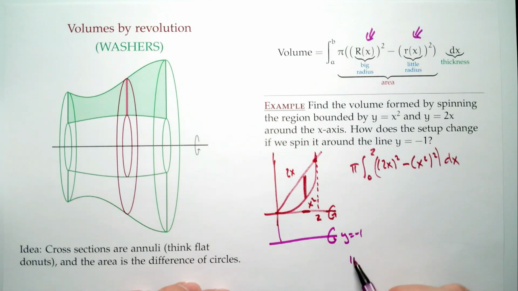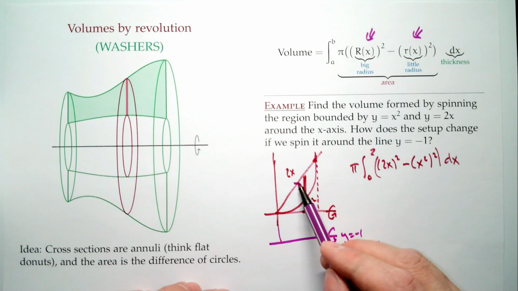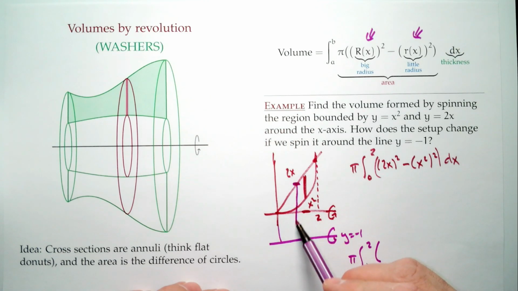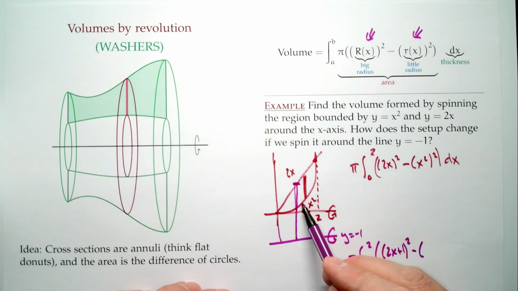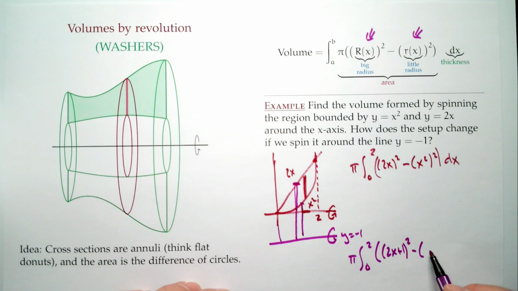So what happens? We get pi times the integral from 0 to 2. Now the question is, how far are you from this curve to where you rotate? It's no longer 2x, it's what? 2x plus 1. Or if you like, 2x minus minus 1. And now the inner radius, it's not just from the x squared down to the axis, it's x squared down to here. So what's that radius? Yeah, x squared minus minus 1, x squared plus 1, squared. And that would be what would change if we spun it around another line.